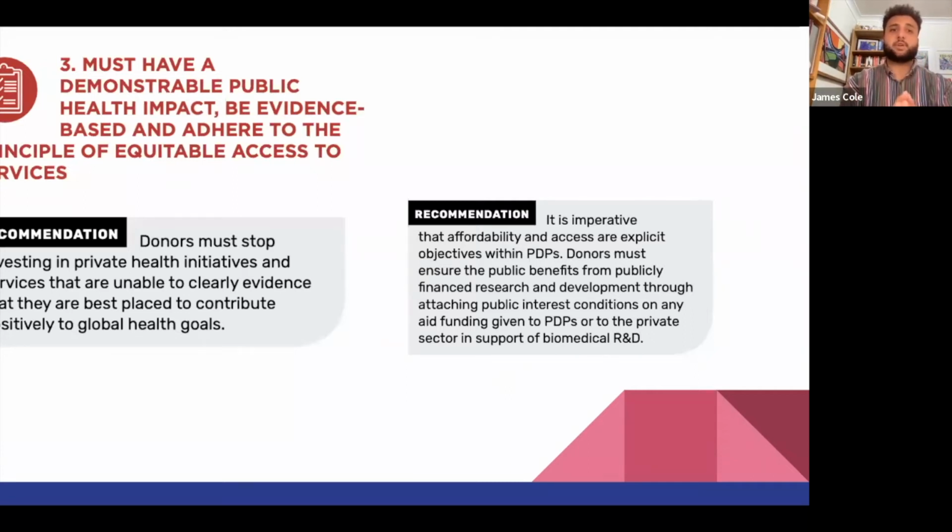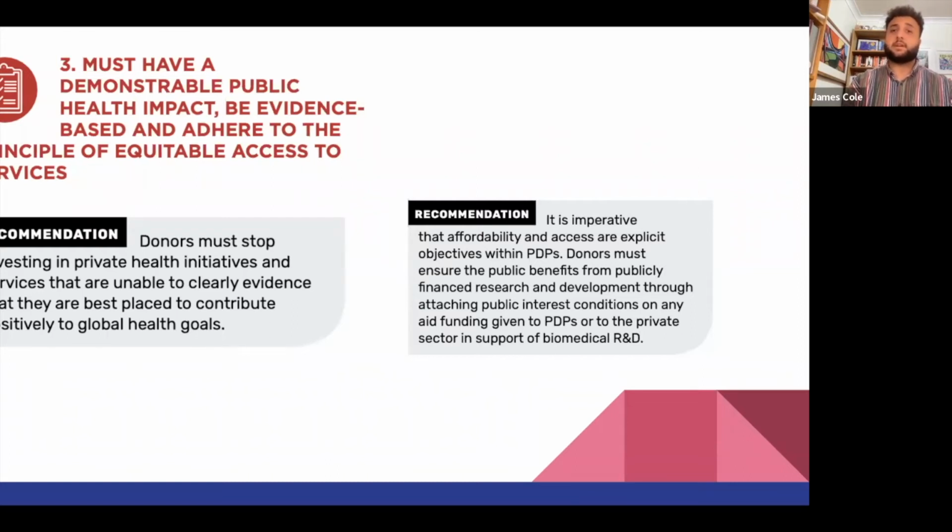To move on to principle number 3, this looks to argue the importance of how the funding must have a demonstrable public health impact, be evidence-based, and adhere to the principles of equitable access to services. It shouldn't be needed to be said, but obviously ODA-funded private sector engagement investment in global health must meet the same standards as all other ODA-funded initiatives and development cooperation modalities. To put it simply, this must mean these types of private sector partnerships must do more than do no harm. They must do good, and they must advance human rights and access to care.